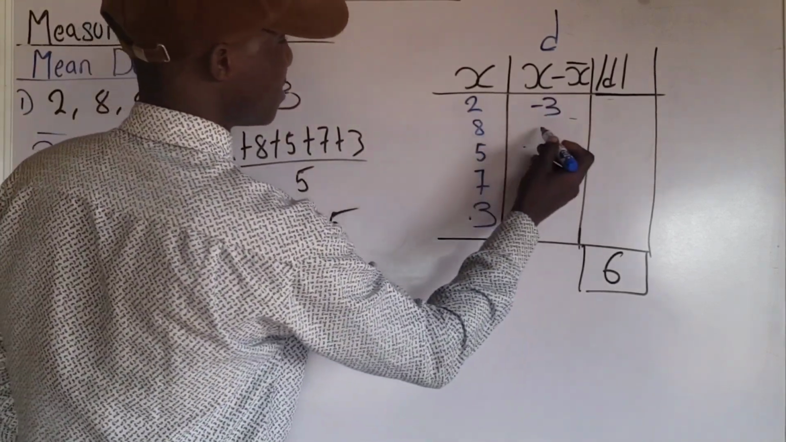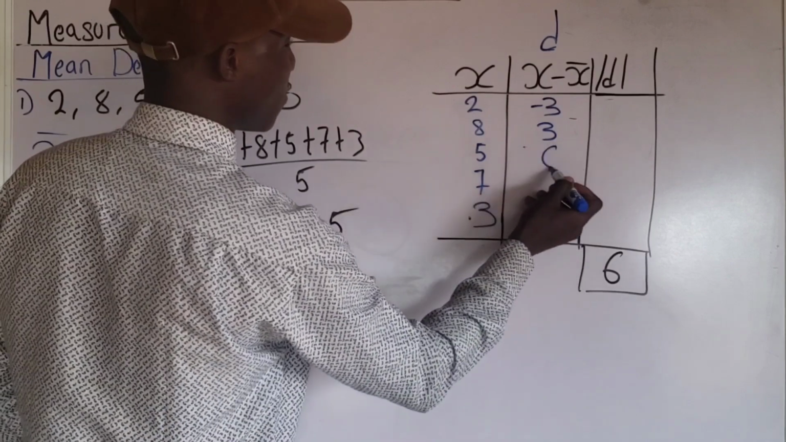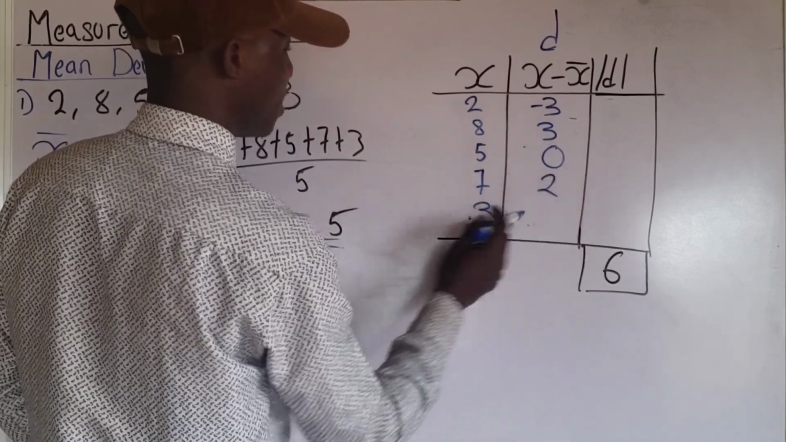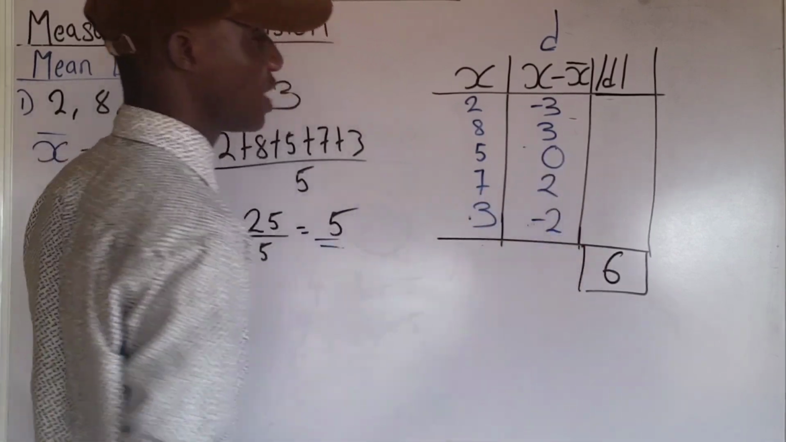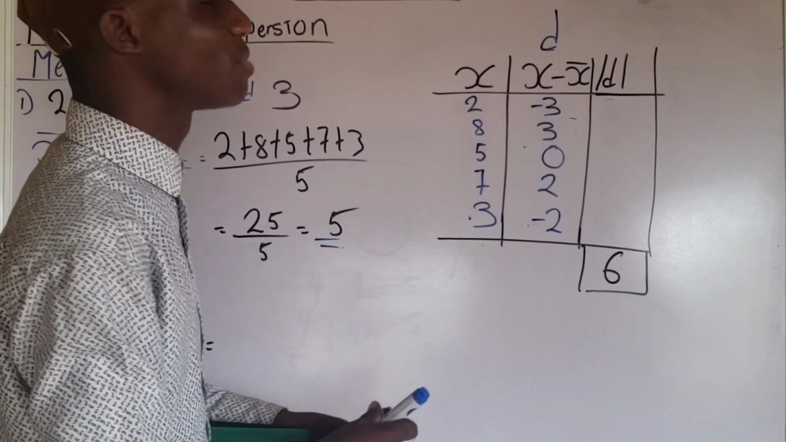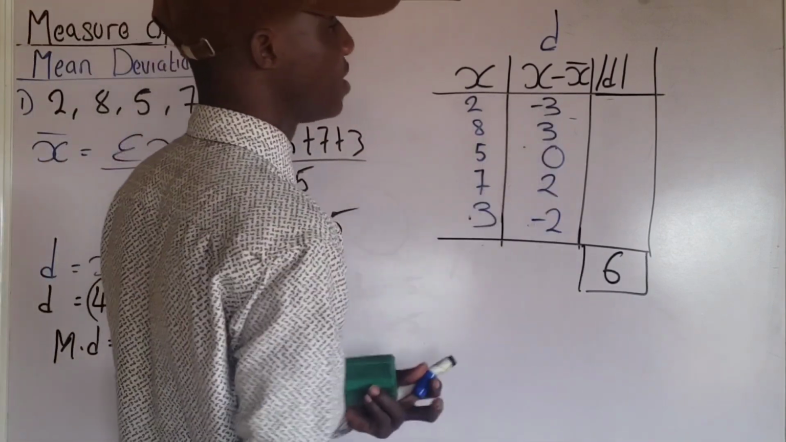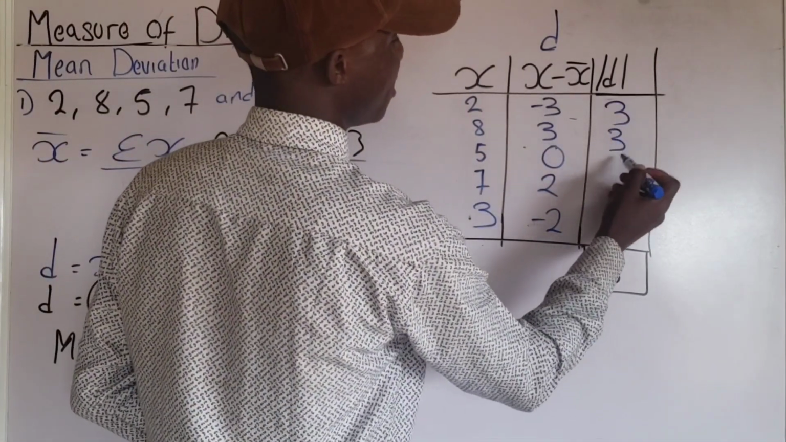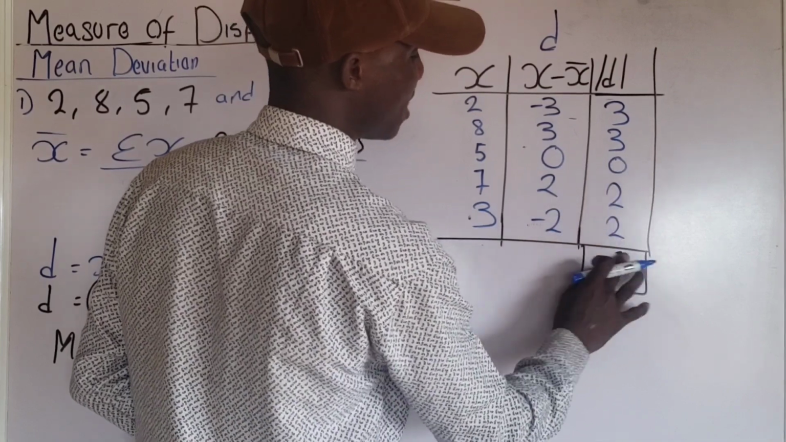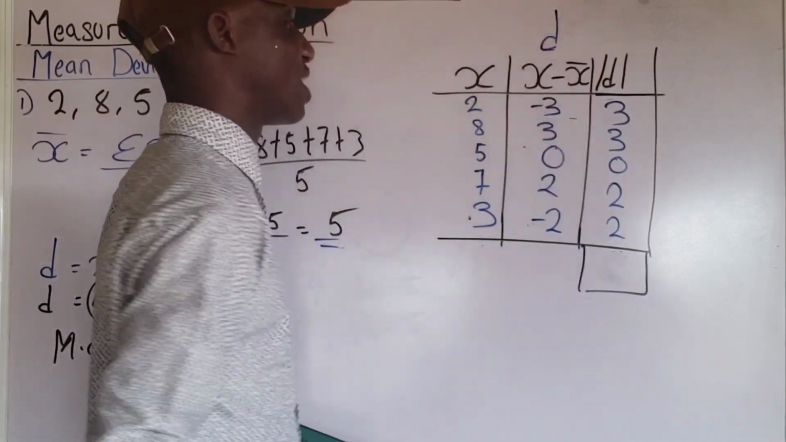8 minus 5, that is 3. 5 minus 5, that is 0. 7 minus 5, that is 2. 3 minus 5, that's negative 2. Do you understand? Okay, now I need to take the absolute value. The absolute value of negative 3 is what? 3. 3, 0, 2, 2. You understand? Now, I want to sum all this together.